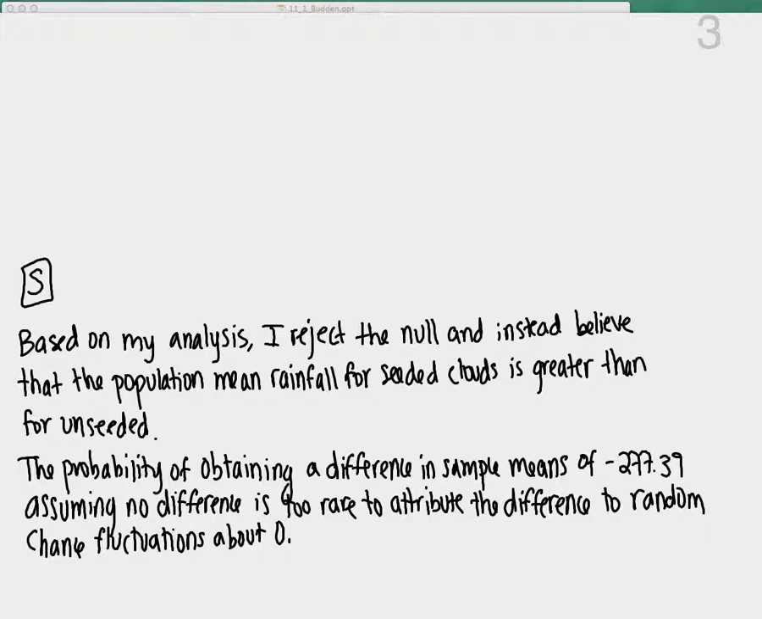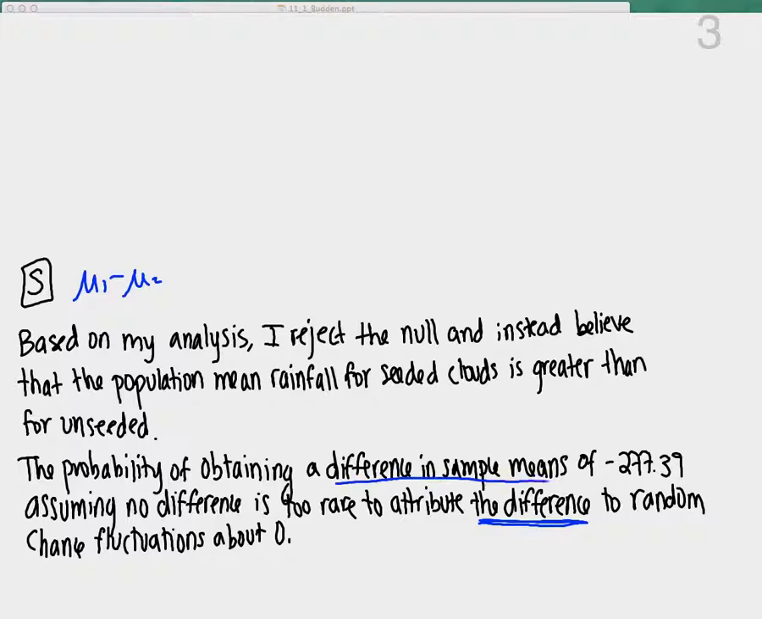Okay, a lot of you, when you write this conclusion, write things that don't really make sense. So I want to make sure that we understand this. So that negative 277 is what happened. We assumed that there was no difference. Is too rare to attribute the difference. What difference is this talking about? So we say difference, difference, difference. This difference is not the same as these two. What is that difference referring to? The difference between the populations. Is that what you mean? Yeah, I guess. Okay.